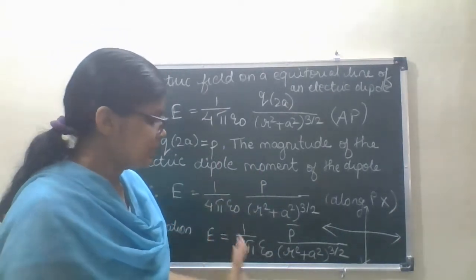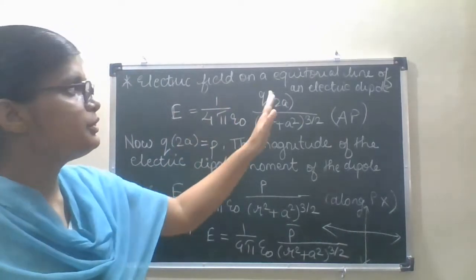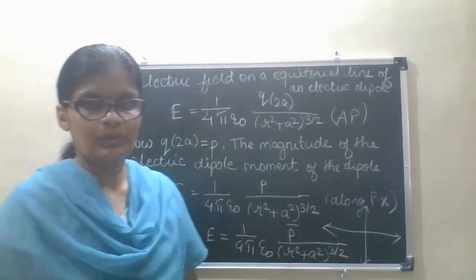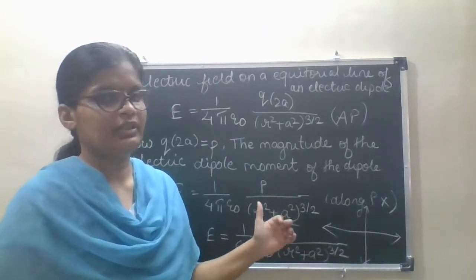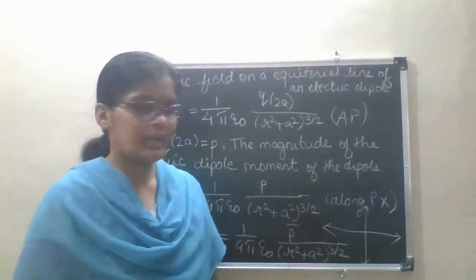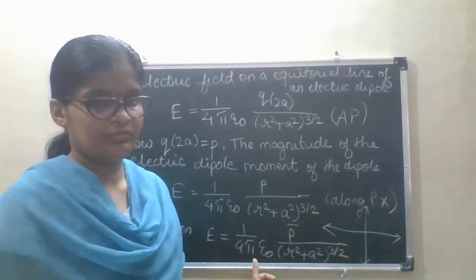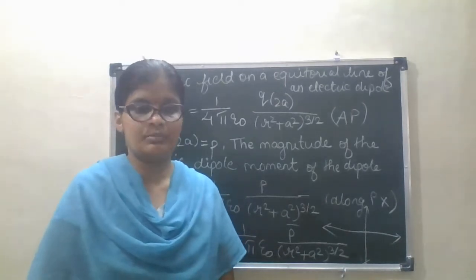So this was the article of electric field on the equatorial line of an electric dipole, and if you have already listened to the previous lecture, then there is no difficulty in this article. So if we take two more articles from this chapter, then this chapter of electric field will get completed.